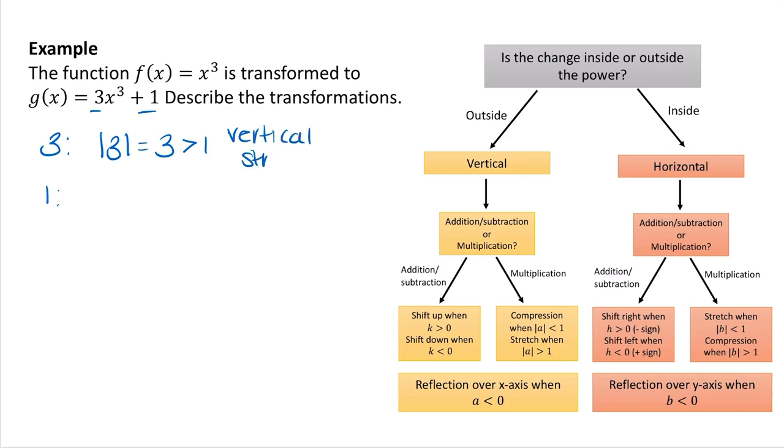So now let's think about the plus 1. The plus 1 is on the outside, right? So since it's on the outside, once again, it's a vertical change. Since it's being added, it's going to be a shift up because that means that k is greater than 0. So this is going to be a shift up.